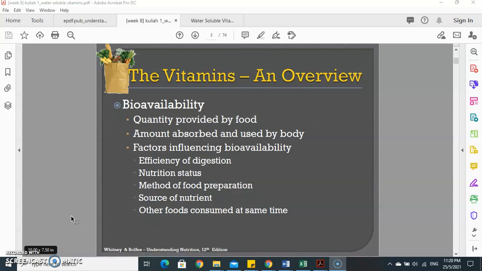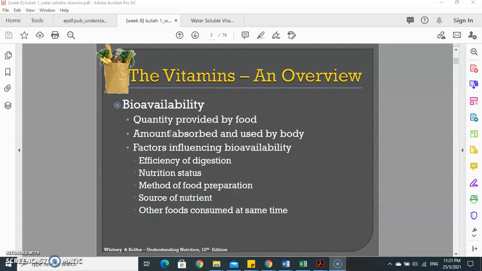So all these vitamins, the bioavailability, which means the absorption, depends on the quantity provided by the food itself. For example, some sources of food are rich in specific vitamins but low in other vitamins. And then there is the amount absorbed and used by the body. There are also factors that influence the bioavailability, for example, the efficiency of digestion.